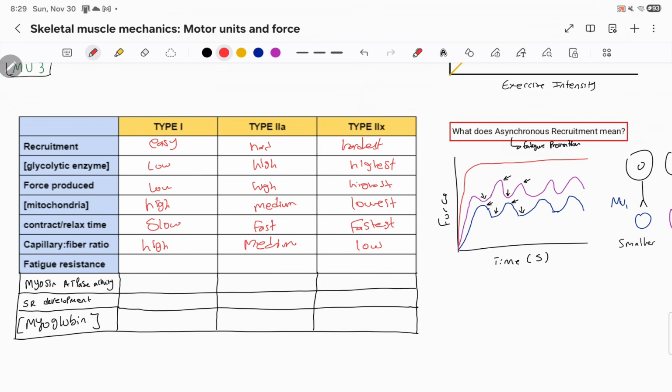What about fatigue resistance? Well, again, this guy relies heavily on oxidative phosphorylation. So his fatigue resistance is going to be pretty high. We took a look at those fatigue curves earlier, right? Type 2A, also medium. And then type 2X, of course, the lowest fatigue resistance.